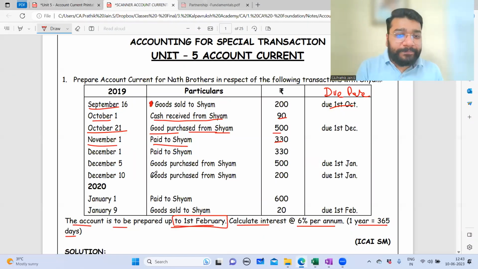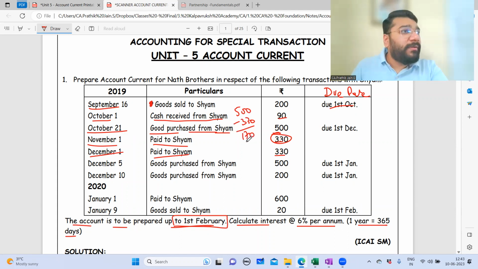Moving on to the next point. December 1, paid to Sham 330. On December 1, total how much money we are supposed to pay him? 500. In that, 1 month earlier, we already paid 330. Balance is how much? 170. On the due date, we are supposed to pay 170. But on the due date, we paid 330. Extra, how much money did we pay?